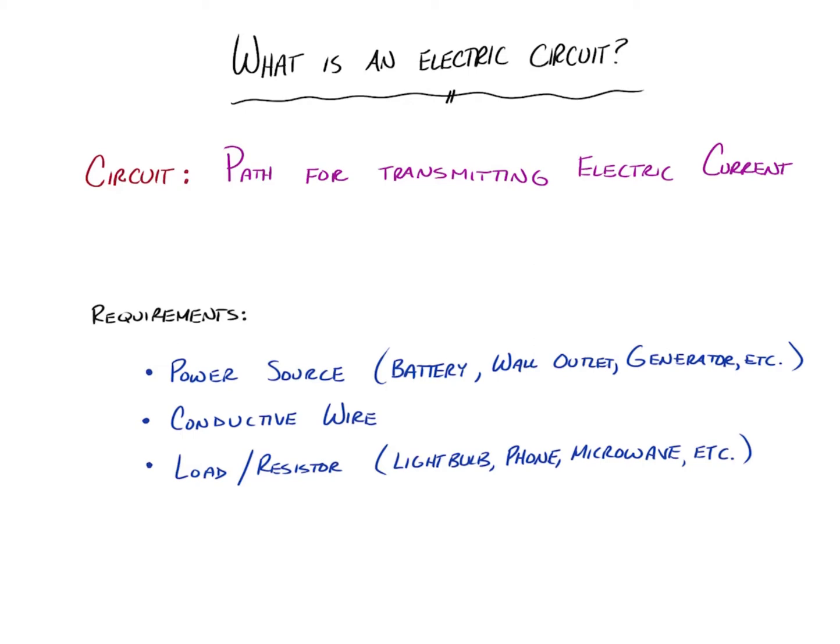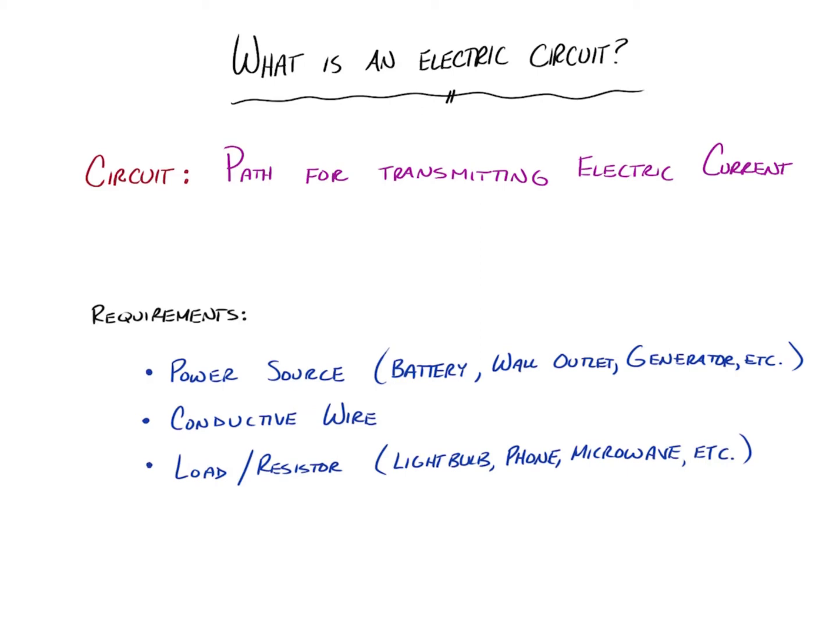They are a power source. You need something to create the voltage in the circuit, whether it be a battery, a wall outlet, a generator, etc. You need something that generates this potential difference, this voltage difference, which will then cause electrons to flow. You need some conductive wire, so you need some kind of metal wire or something along those lines that will allow electrons to pass through them from the area of high to low voltage.